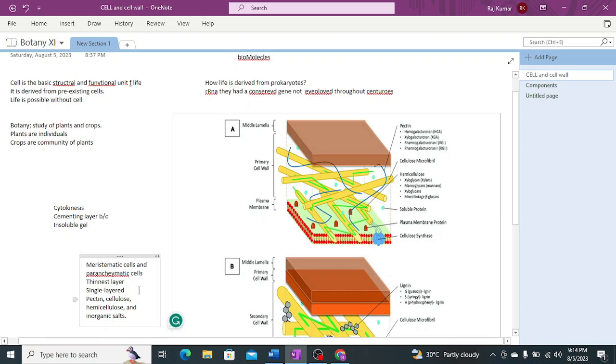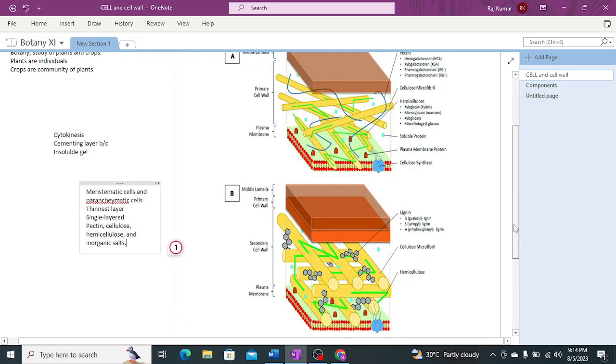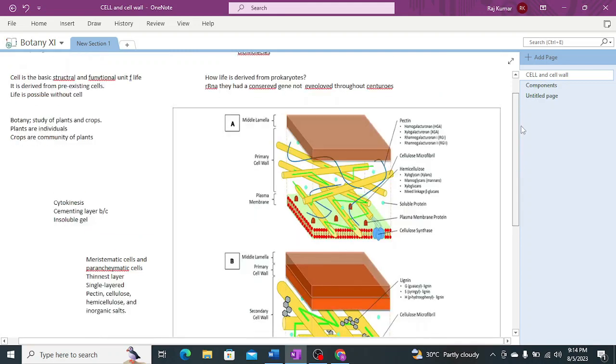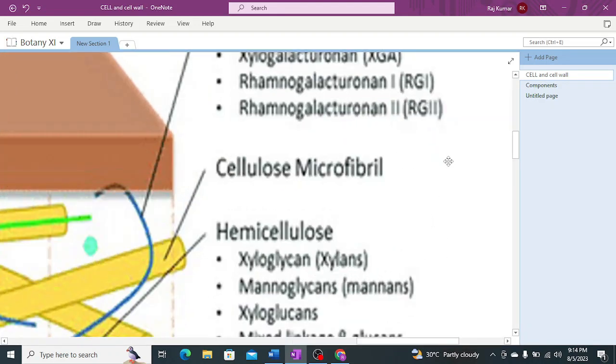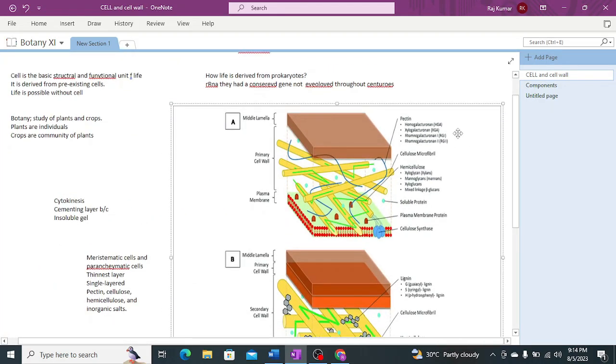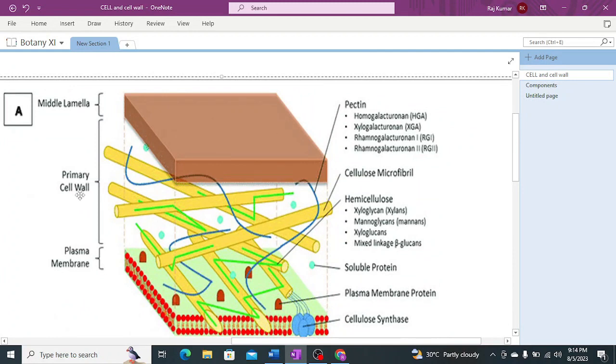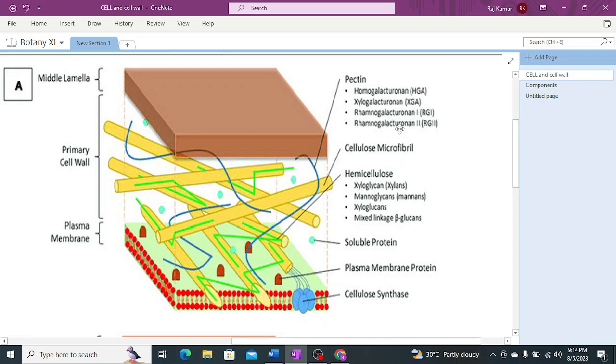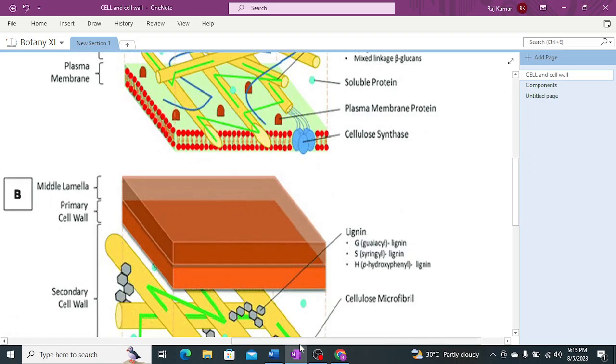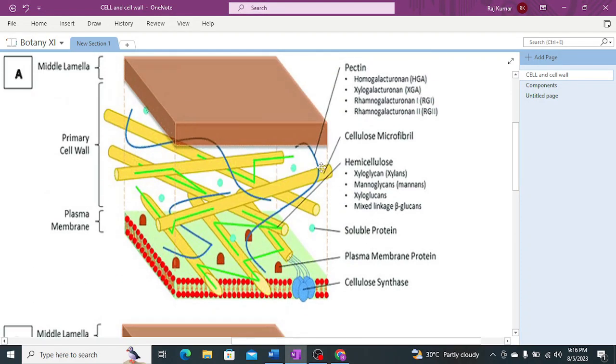So how does the structure look? Let me just zoom in a bit. Here in the diagram, it is given the structure of the primary cell wall, which has pectin, cellulose microfibrils, and hemicellulose. What are cellulose microfibrils? For understanding the structure of the primary cell wall, here you can see that there are cellulose microfibrils.